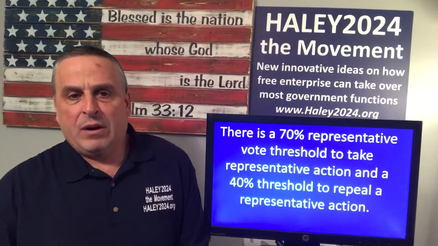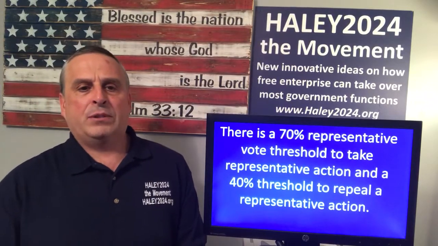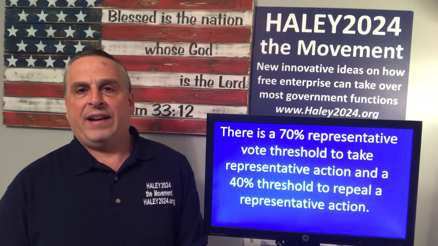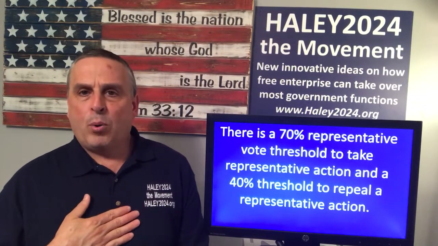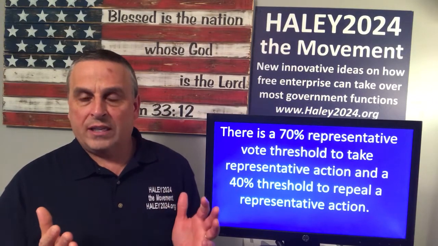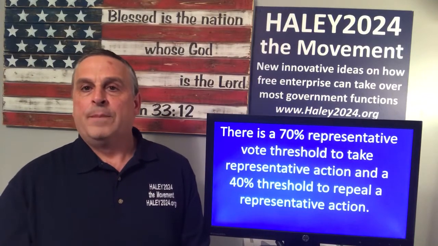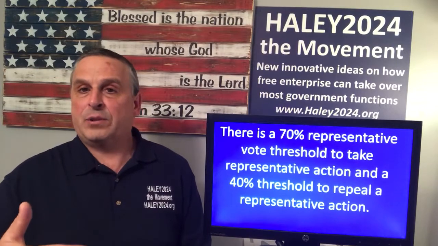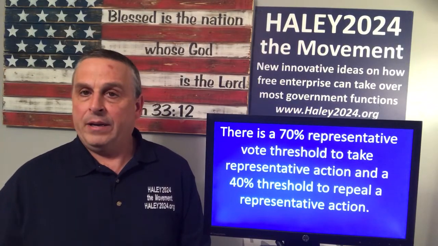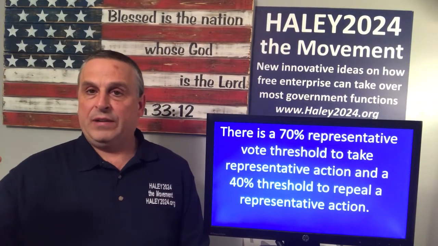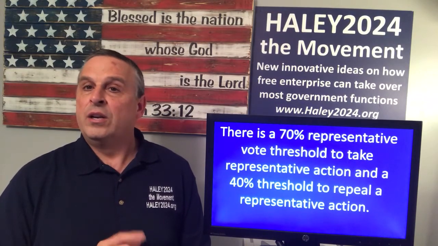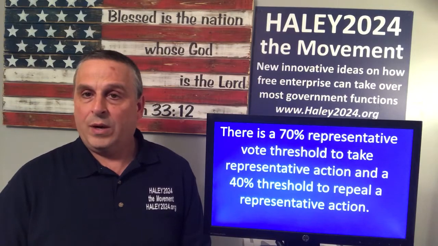There's a 70% representative vote threshold to take representative action and a 40% threshold to repeal a representative action. It's a big point of the full CRA structure that we should not just have a 50% vote, or above a 50% vote, to make something happen. We want it to go up to 70%. And at 40% we can take that action away.